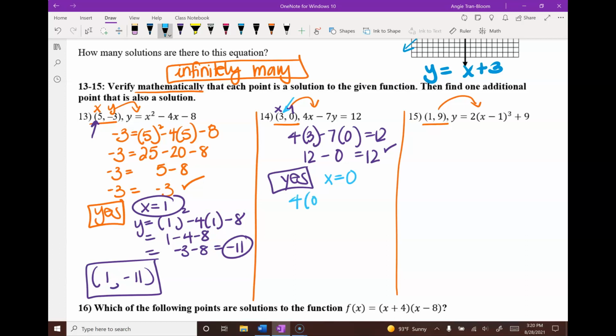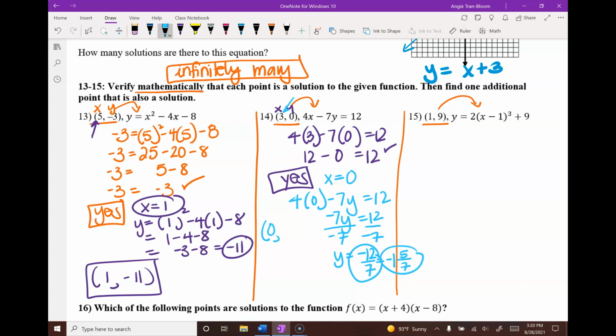So 4 times 0 minus 7 times y equals 12. Well, 0 times 4 is 0, so negative 7y equals 12. Divide both sides by negative 7. Y is going to be negative 12 over 7. You can leave that as an improper fraction, or you can write it as a mixed number, negative 1 and 5 over 7. Either way, I will accept as long as it's in simplest form. So my one more answer could be 0, negative 1 and 5 over 7.